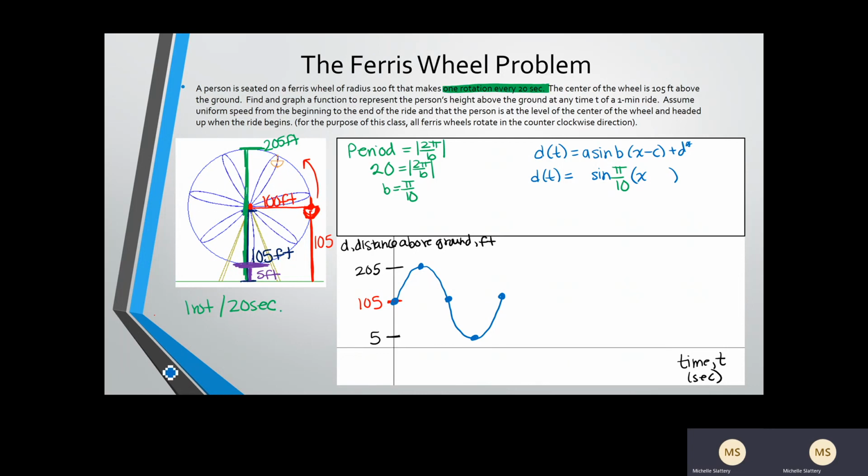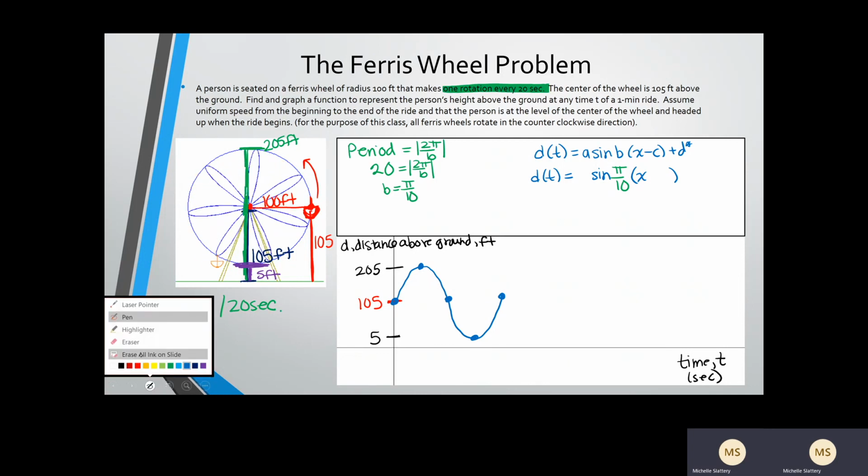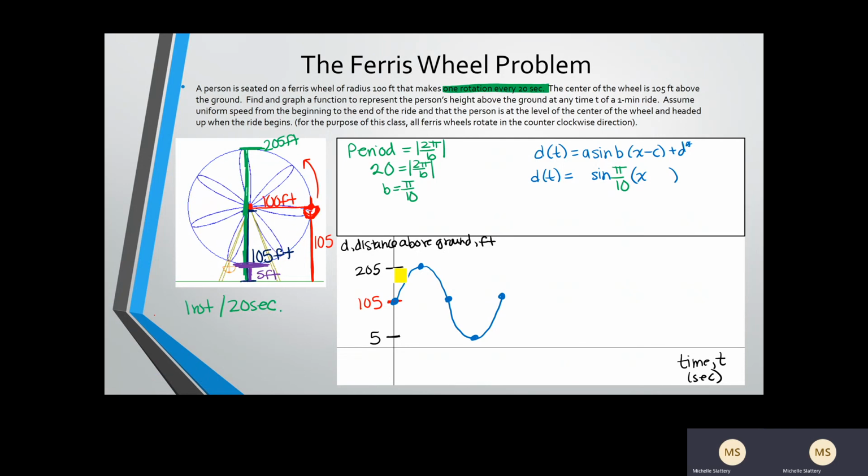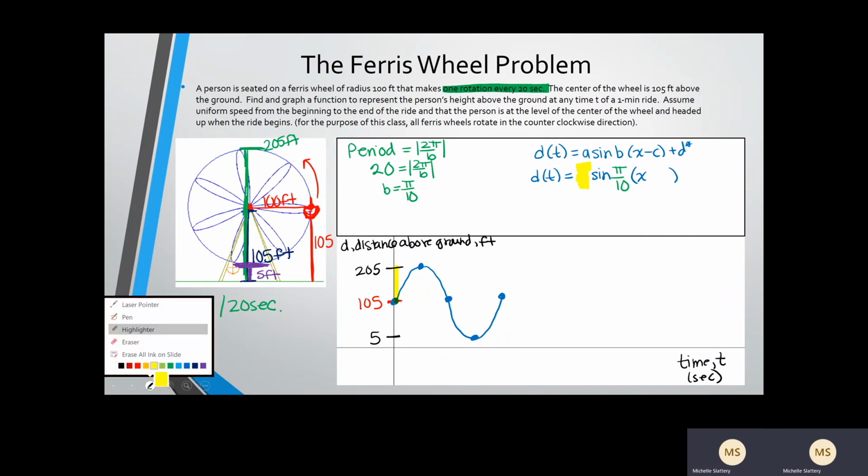Well, the a value, I can use my graph, and I can see here on my graph what the amplitude, or the a value, is by representing this distance here. From the center to the maximum, that's going to represent my a value. So I can see there, that's where I'm going to put my a value. And based on that, I can see that my a value is going to be 100.